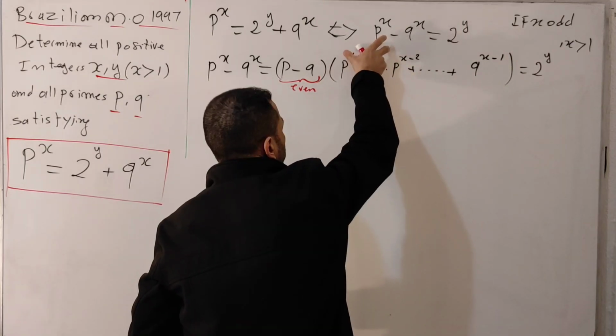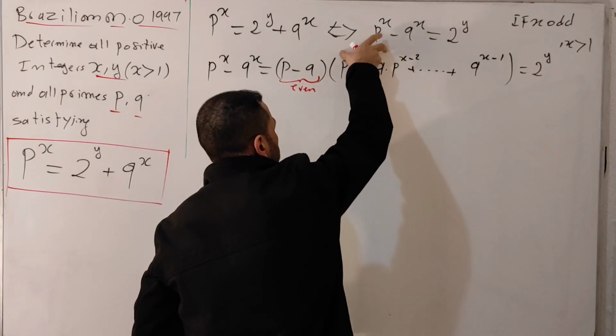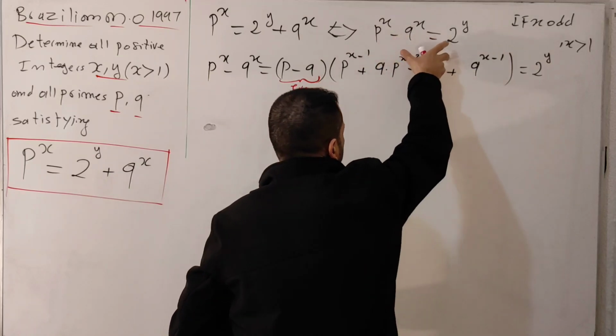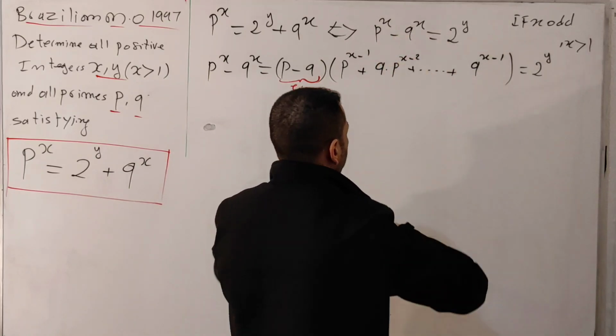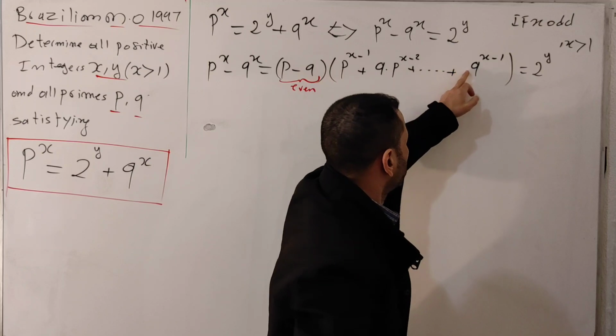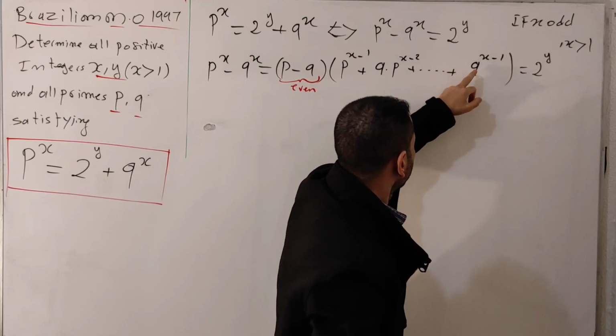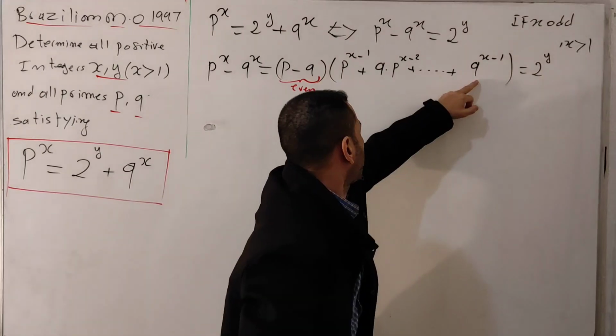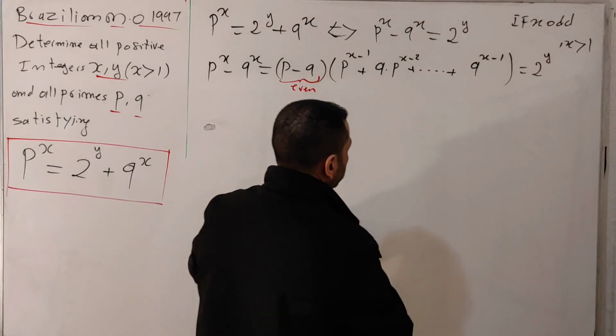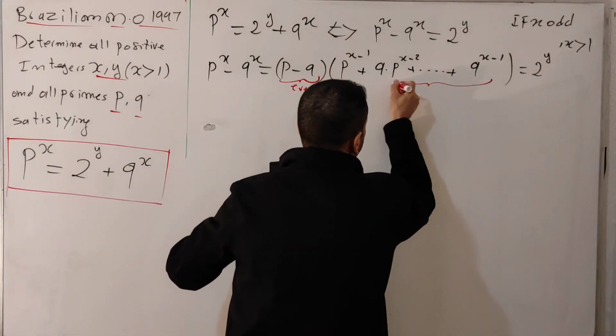If you group the first term and the second term, it gives you even, and keep going on this pattern all the way down, you will be left with one more. So we'll have even plus one odd. So we'll have an odd number of terms. Here you have odd terms.